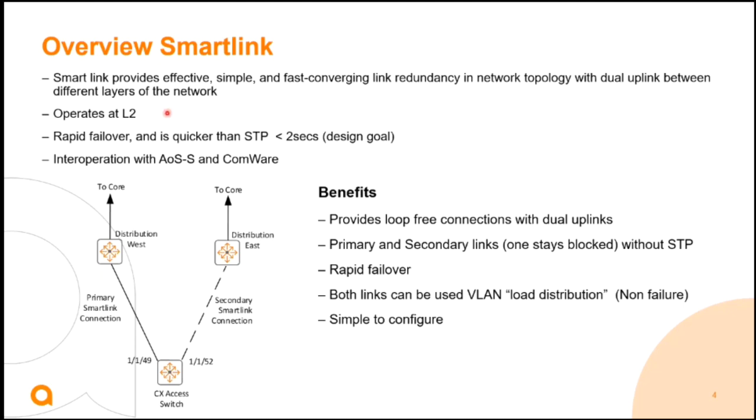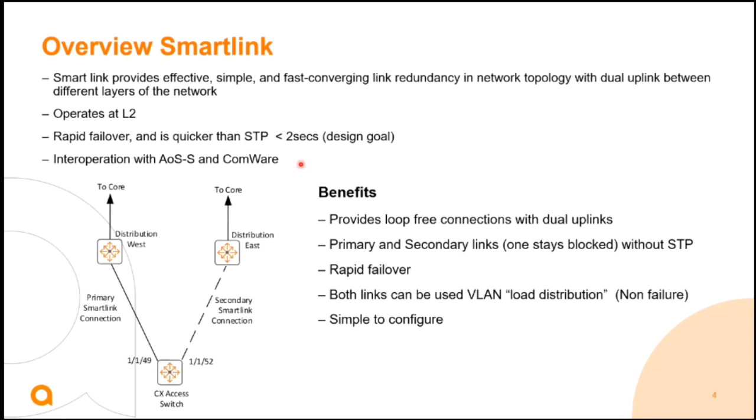It operates at layer 2, so it's all about having a VLAN construct. And in terms of failover speeds, we're actually aiming, in terms of our design goals, to be less than 2 seconds. So that's the overall design goal. It's quicker than spanning tree typically. However, you'll find in certain use cases you may be quicker than spanning tree, and we're getting sub-second failover. And then on interoperation, it will interoperate with AOS and COMware. The packet format in CX is the same as in the other products, so it will interoperate.